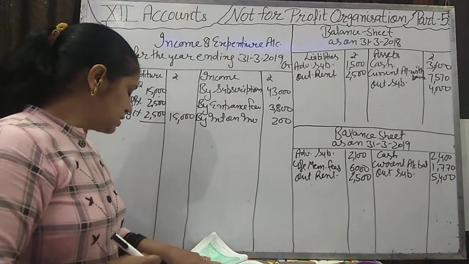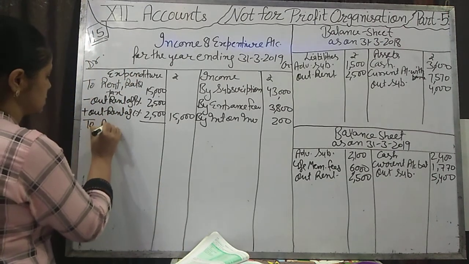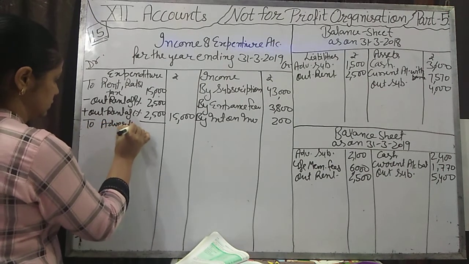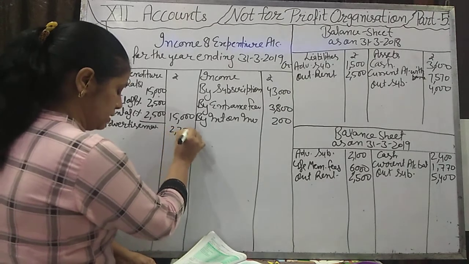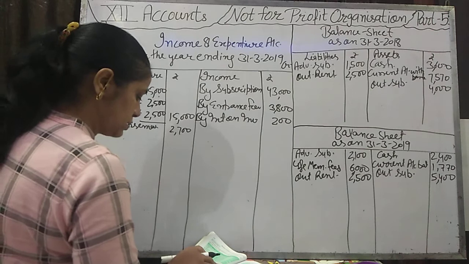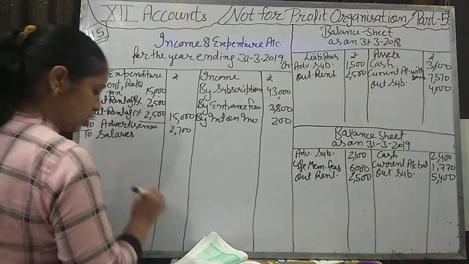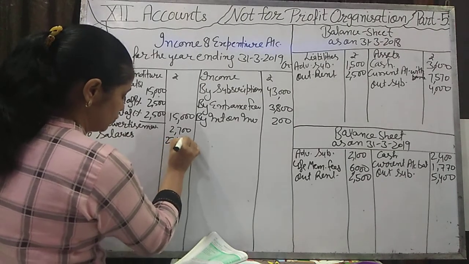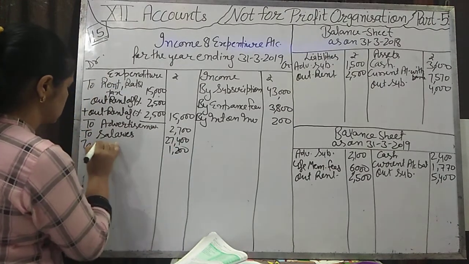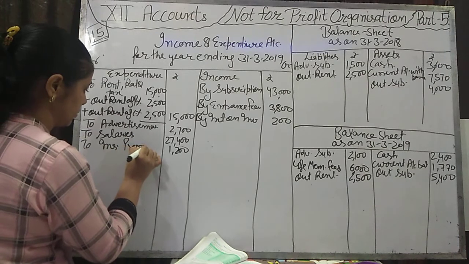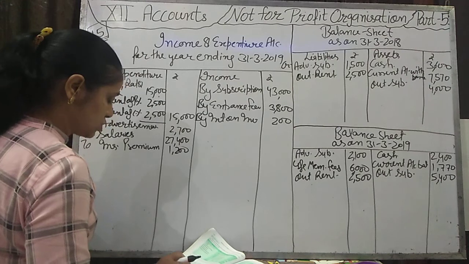Okay, the next is advertisement. No adjustment is related to this. This is our expense. Advertisement is 2,700. Next is salary, 2 salaries. How much salary? 27,400. No adjustment is there. Insurance premium 1,200. No adjustment is related to insurance premium. Sometimes it's prepaid. And next is electric charges 2,500.